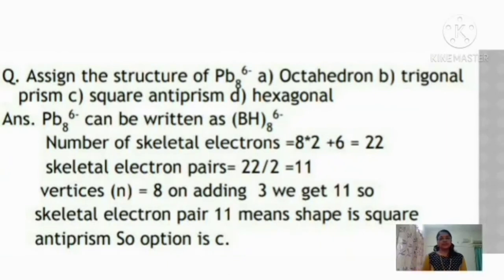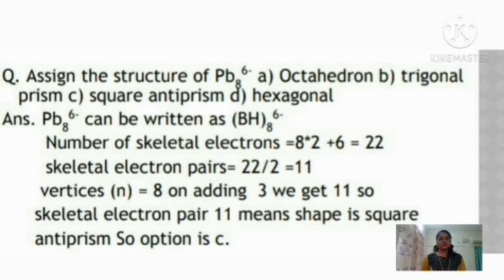Moving to the second question, which is very important: assign the structure of Pb8 6-. The options given are: A, octahedron; B, trigonal prism; C, square antiprism; and D, hexagonal. In this case also lead belongs to the group 14 family, so lead has 4 valence electrons and the group is replaced in terms of boron as BH. So each Pb is replaced as BH, and here there are 8 Pb, so (BH)8 6-.